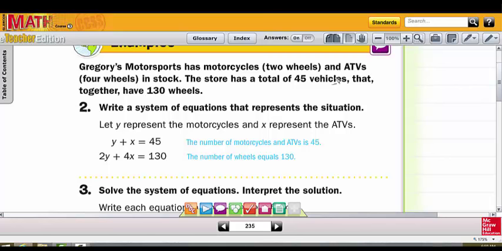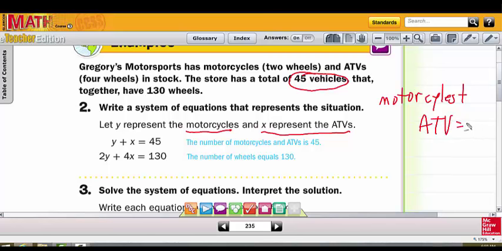Well, the first thing you want to take a look at is let's let y represent motorcycles, like they said, and then let's let x represent the ATVs, or the 4-wheelers. Okay, so we can say that the motorcycles, y, plus the ATVs, x, will result in 45 vehicles. In other words, what I would like you to start to think about when you do things like this, is where you put motorcycles plus ATVs equal vehicles.